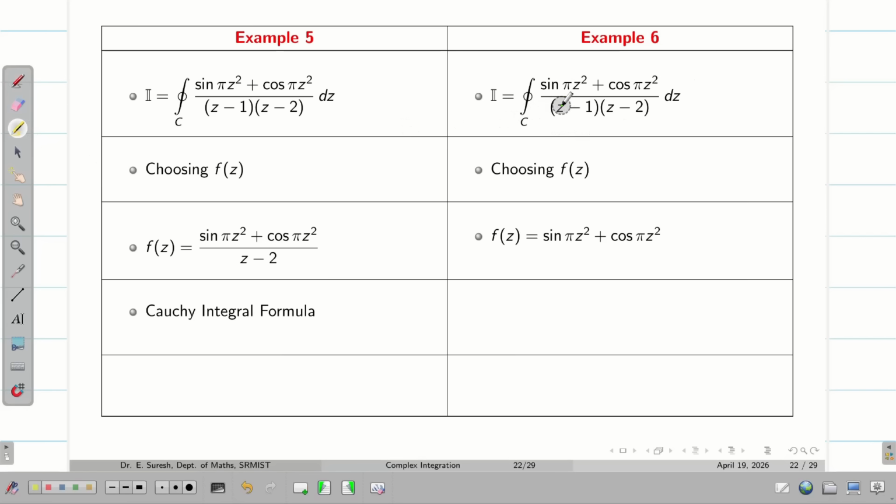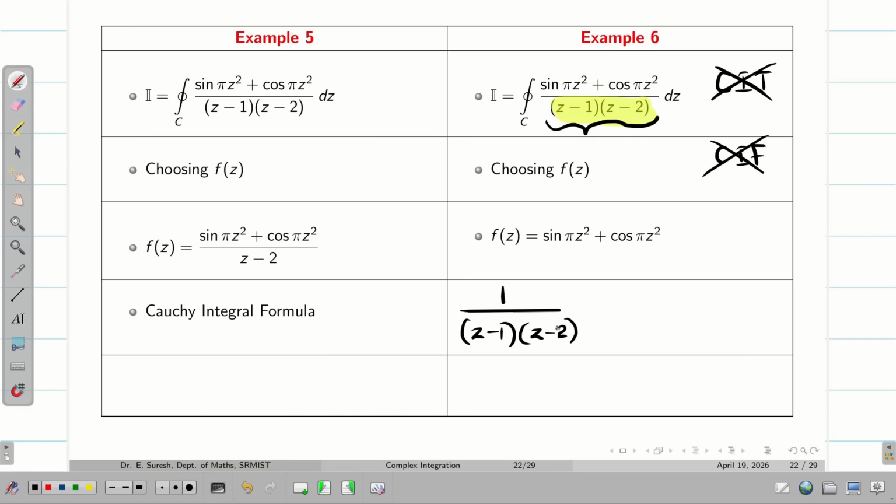Next, for example 6, in the denominator we have two singular points, but both lie inside C. So I cannot apply the Cauchy integral theorem, and I cannot apply the Cauchy integral formula either. The reason is, for the Cauchy integral formula, there should be only one singular point in the denominator. Here we have two terms. How to split these two terms? We know we have to use partial fractions. For this, always take the denominator and take the numerator as 1. And then we can easily find the constants a and b.